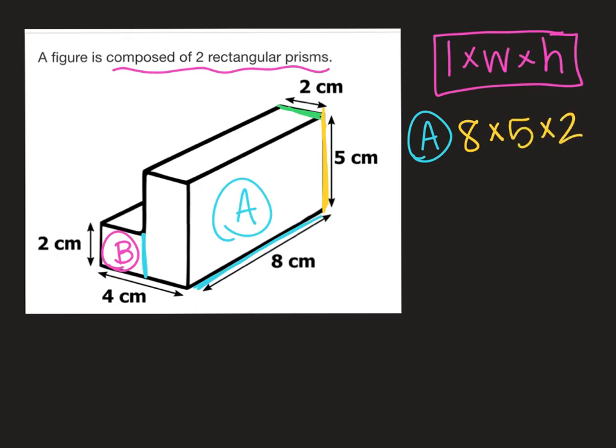So when I do that, I can multiply 8 times 5. That's going to give me 40. Multiply that times 2. That gives me 80. So I know the volume of rectangular prism A is 80. But I also need to know B.